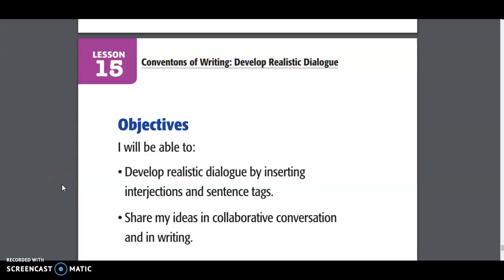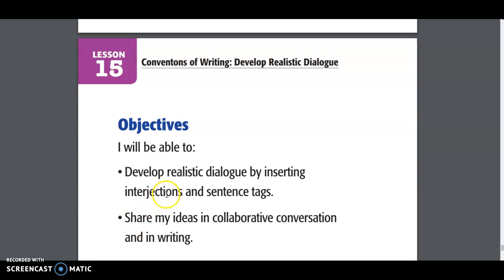Alright, boys and girls, so this is your last writing lesson for this week. So we're finishing up adding the final touches to your realistic fiction drafts. Your objectives for this last lesson are to develop a realistic dialogue by inserting interjections and sentence tags. And then you can share it with someone in your class during this writing time.